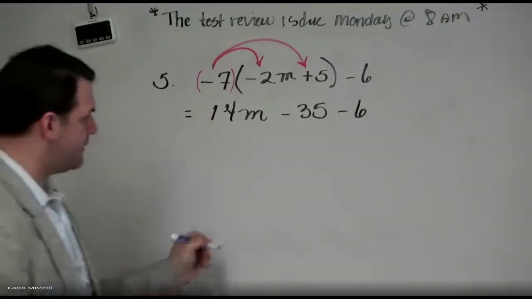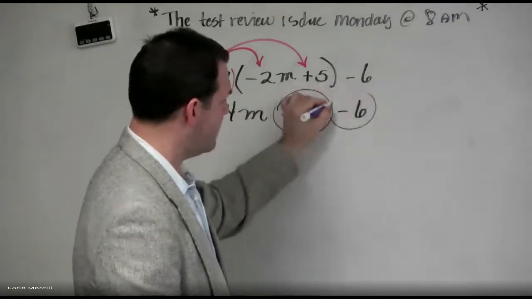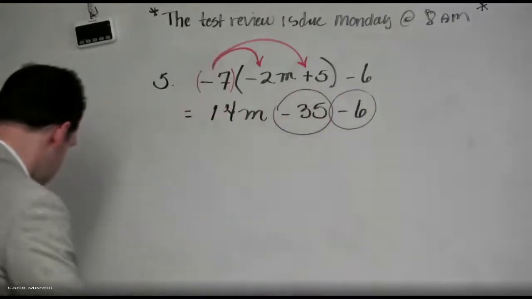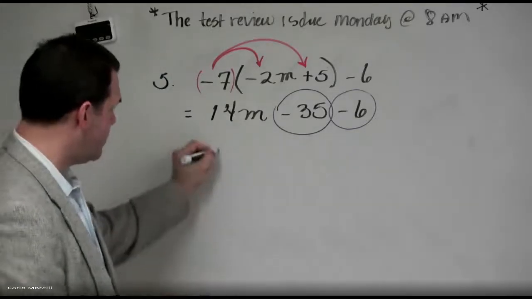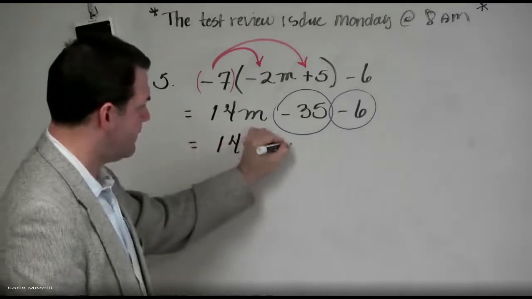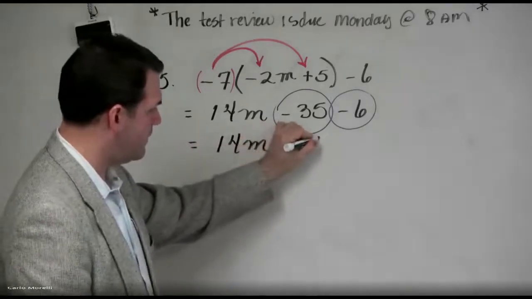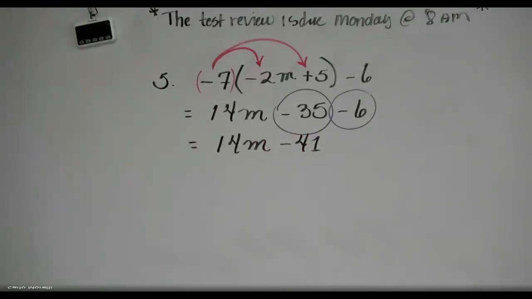We have two like terms. We have negative 35 and negative 6, so those will combine. So our final simplified expression will be 14m minus 41. You're taking 6 away from negative 35.